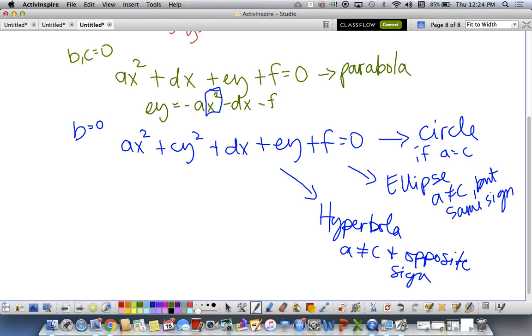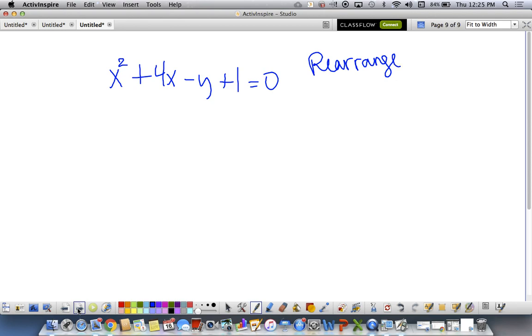I get it. Okay, so I'm going to ask you to do a couple problems, just rearranging. Can you rearrange plus 4x minus y plus 1? Can you rearrange and find the vertex of this parabola? Rearrange in whatever way you need to do it. What's the vertex? The bottom of the parabola.